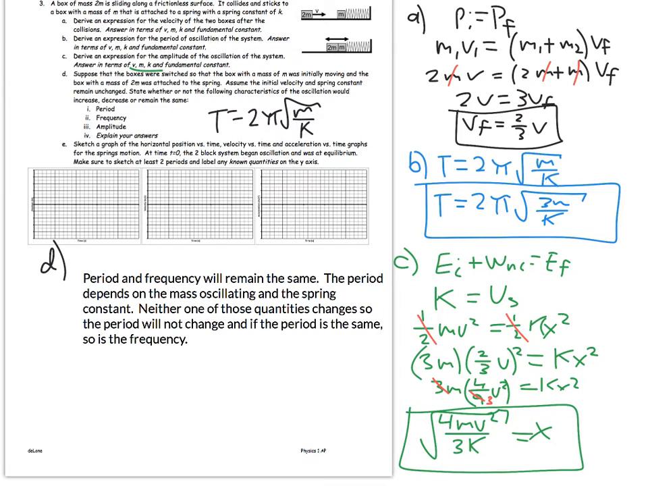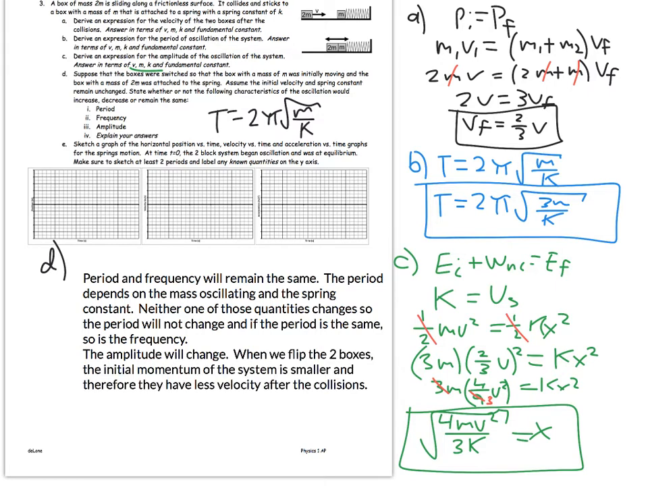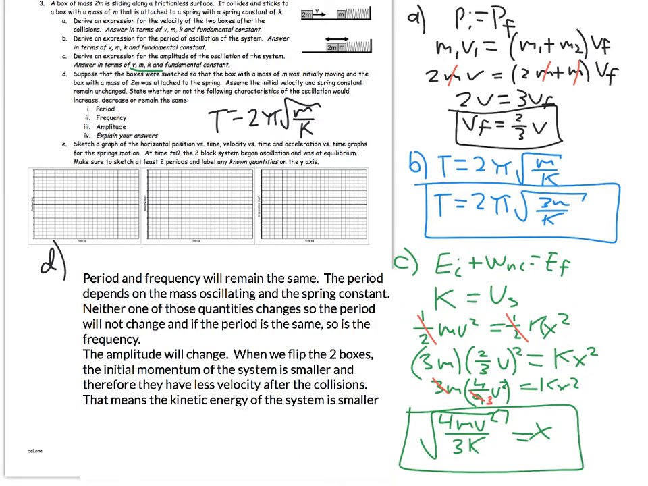Our amplitude, however, will change. If we think about what we did before, we were looking at energy here. Before, we were looking at our kinetic energy becoming spring potential. When we flip those two, the velocity of them is going to actually be smaller. And that actually goes back to momentum. We're going to have a smaller velocity after the collision because there was less momentum in our system initially, and that means we're going to have a smaller kinetic energy when we start oscillating, and therefore a smaller spring potential energy, so our amplitude will decrease.